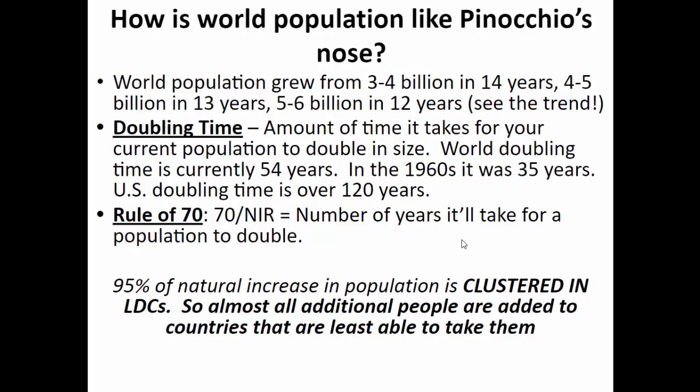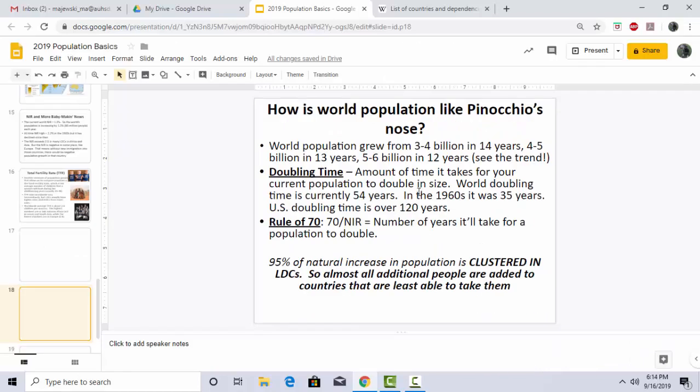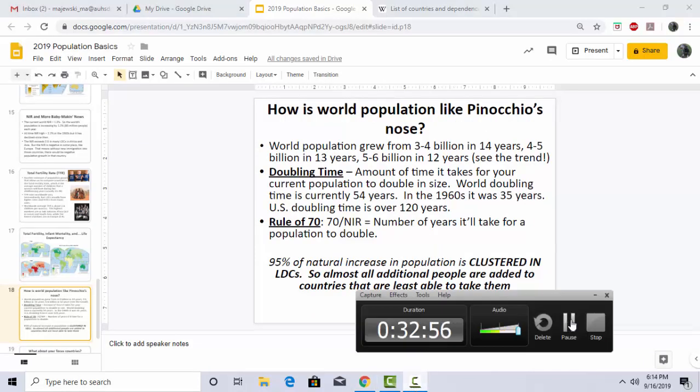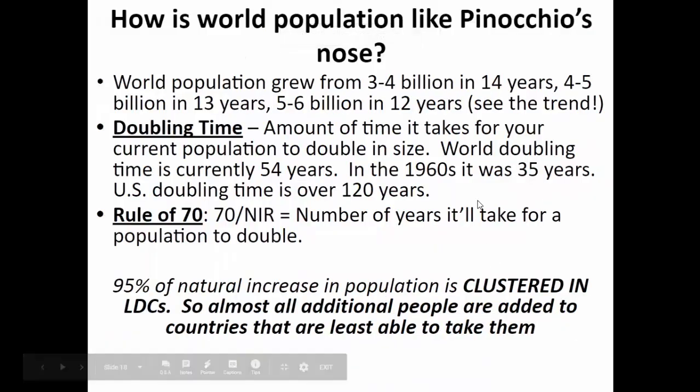All right? Now, how has world population grown like Pinocchio's nose? Well, it just keeps growing and growing and growing. All right? World population grew from 3 to 4 billion people in about 14 years. It grew from 4 to 5 billion in 13 years. It grew from 5 to 6 in 12 years. Are you seeing the trend, right? If you look at those numbers, you can get alarmed. You can be like, oh my gosh, we're not that far away till we're going to be doubling before you know it. Well, it doesn't look as bad as that trend indicates, all right?